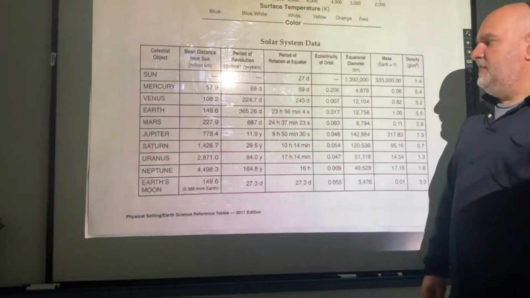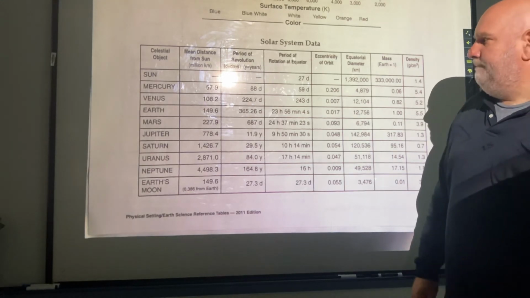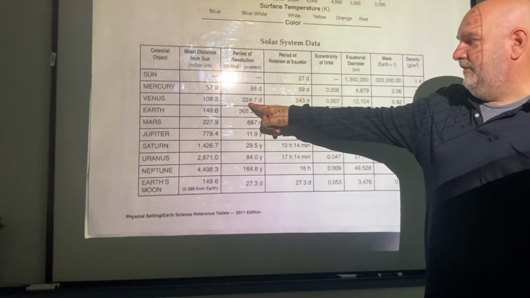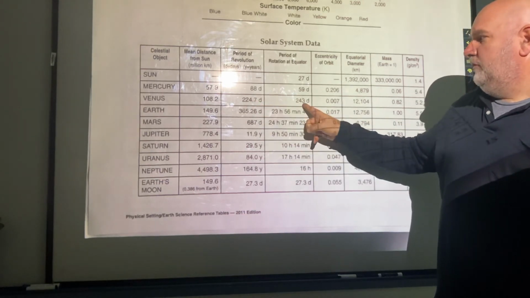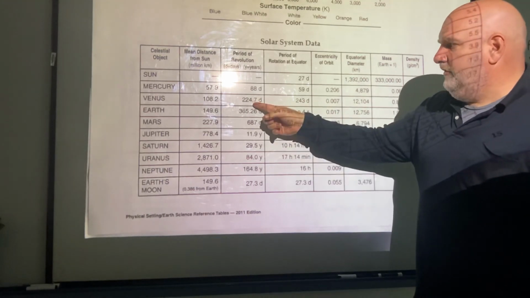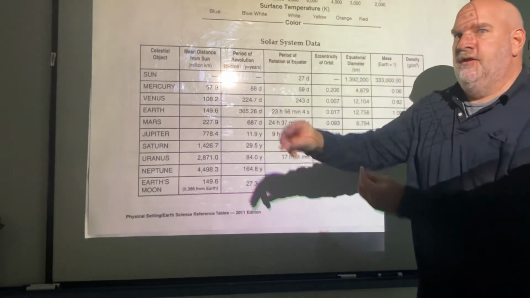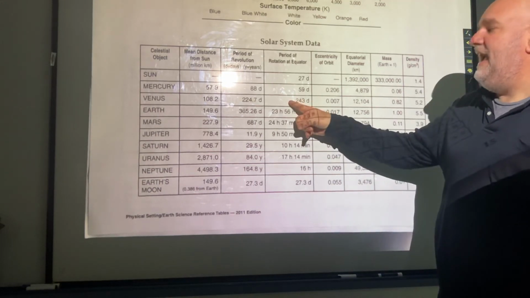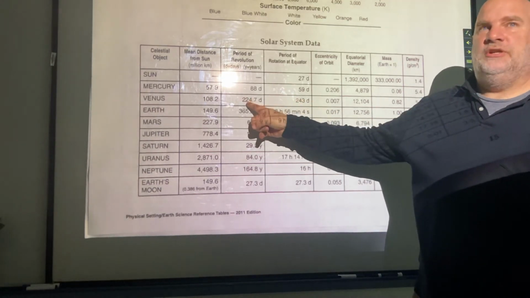Another thing that's kind of interesting is if you look at the period of rotation of Venus and the period of revolution of Venus, it takes 243 days to spin on its axis, and it takes 222 days to go around the sun. So it's kind of interesting. That would mean that a Venetian day is longer than a Venetian year.